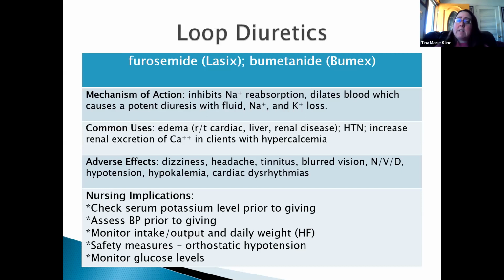From a safety perspective, we're worried about orthostatic hypotension, so they should be taught to change positions slowly. And loop diuretics can influence glucose levels. It might cause a little bit of hyperglycemia. So that's just something to keep in mind. If it's a diabetic patient, they should be checking their sugar.